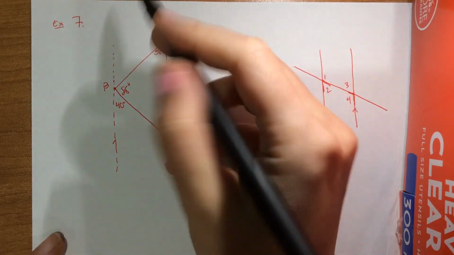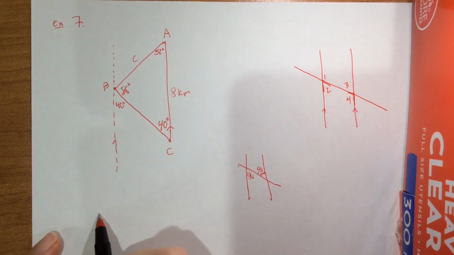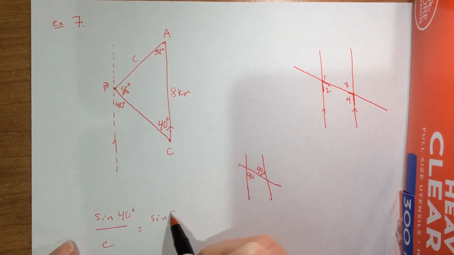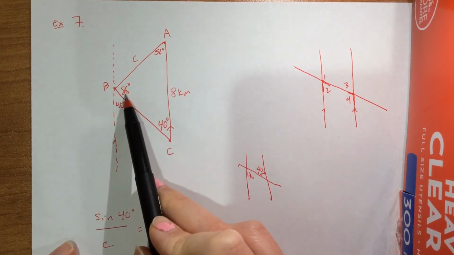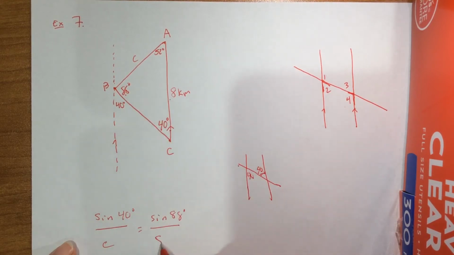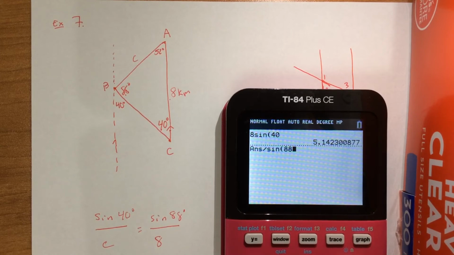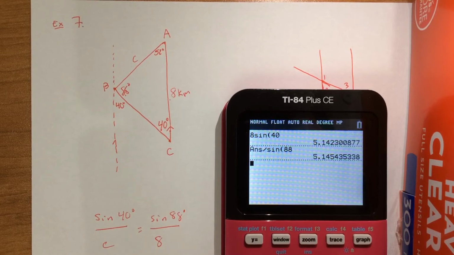So let's do side C first. So the sine of angle C, which is 40, over C equals the sine of 88 over 8. I'm using this because I have the side 8. So if we want to put this in our calculators, I'm multiplying these two, dividing by the sine of 88. So 8 times the sine of 40 divided by the sine of 88. So I get C equals 5.15.